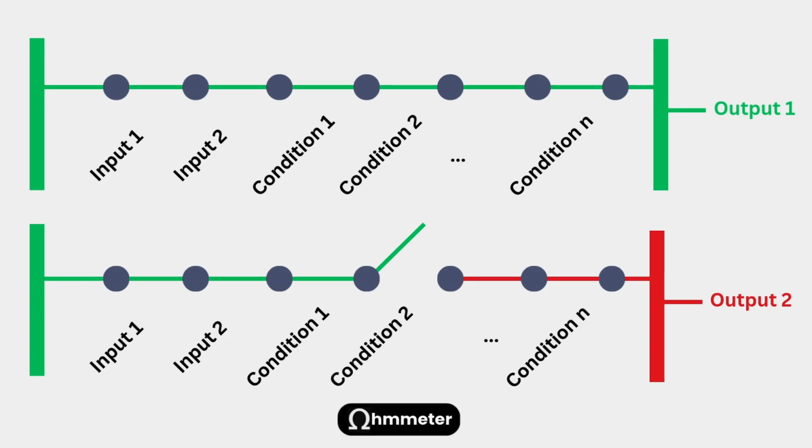Picture a ladder, two vertical rails and rungs in between. Power flows from the left rail to the right rail, but only if the conditions on the rung are true. At the end of the rung, we place outputs, or coils, which represent motors, lamps, or memory bits. So when we build logic, we're really creating conditions under which a coil turns on.